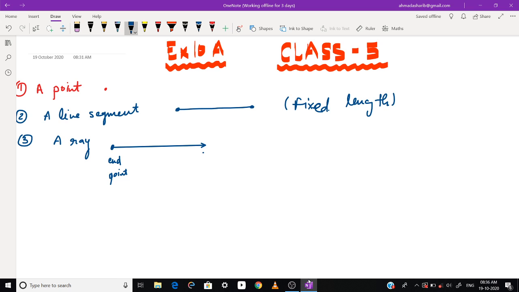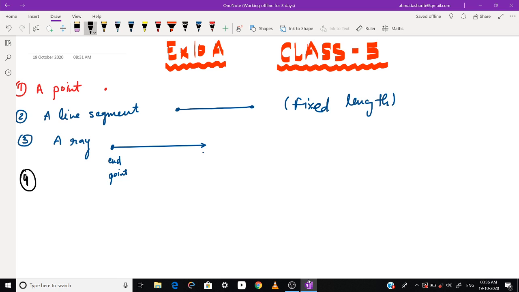So what is the specialty of the ray? A ray is a straight path that has one endpoint and goes on and on in one direction. So this ray goes on and on. So it extends itself up to infinity. That is why we cannot draw a line up to infinity, and that is why we make an arrow on one of its ends. Okay, so this is a ray.